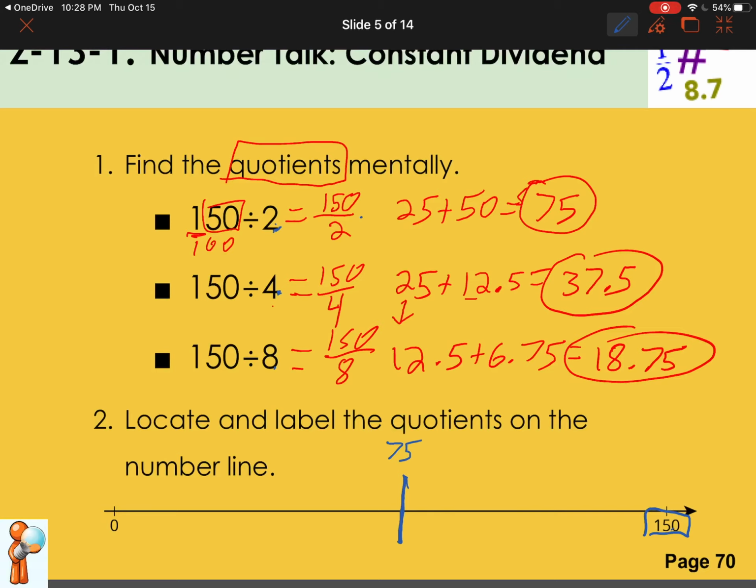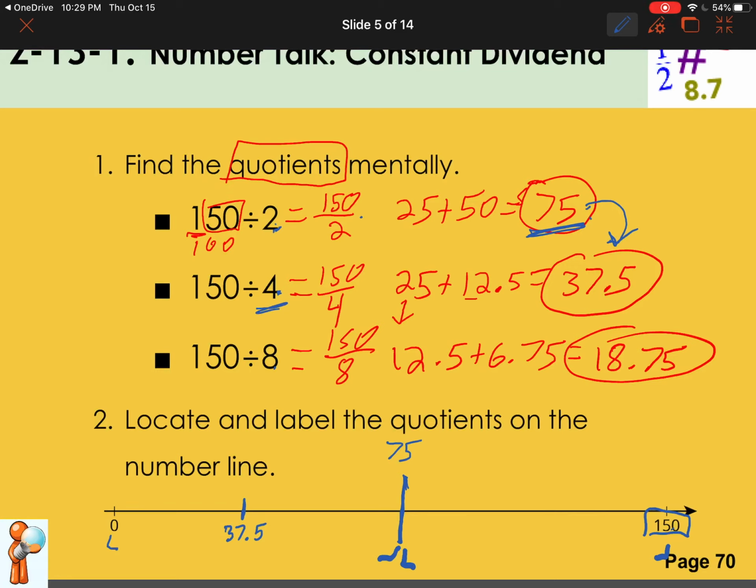Now we have our two halves. We have the half on this side between 0 and 75, and then we have the half from 75 to 150. So now we're taking 150 and we're dividing it by 4. Well, 150 divided by 4, we're finding half. So we have 75. We found half of our half. Here, it's half of 75. So we're going to mark that halfway through. And that is our 37.5, because it's half of the half.